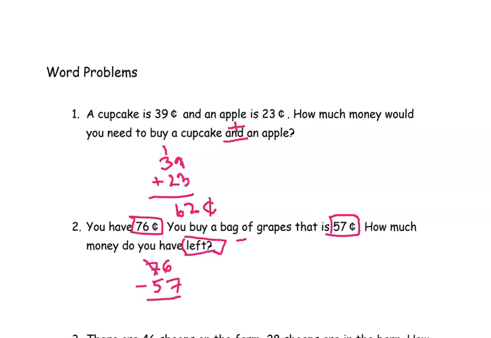We can't subtract 7 from 6, so we carry a tens place over like this, cross off the 7, replace it with the 6, and then carry the tens place over, which makes 16. 16 minus 7 equals 9, and then 6 minus 5 equals 1, so 19. So there is 19 cents left after buying a bag of grapes.